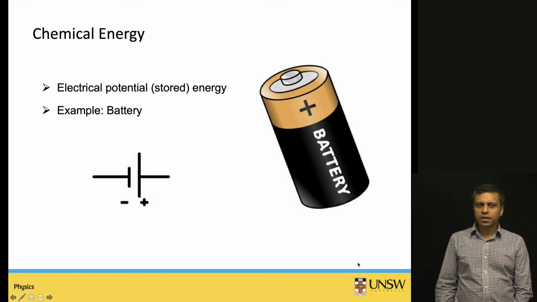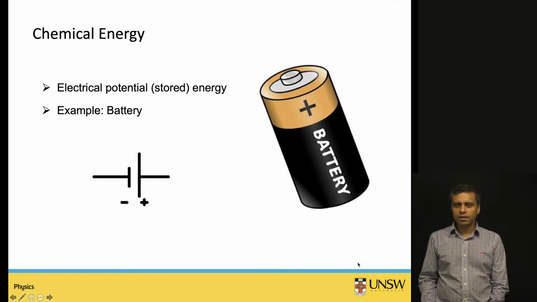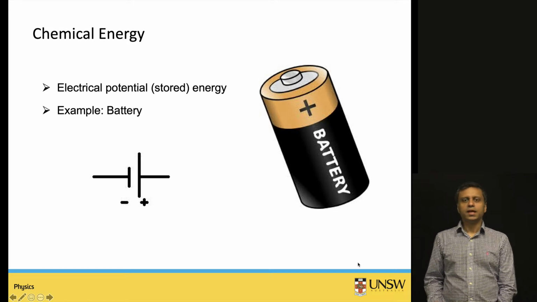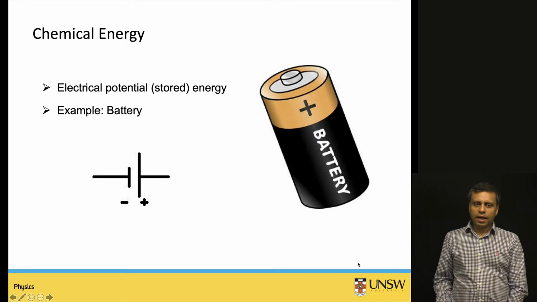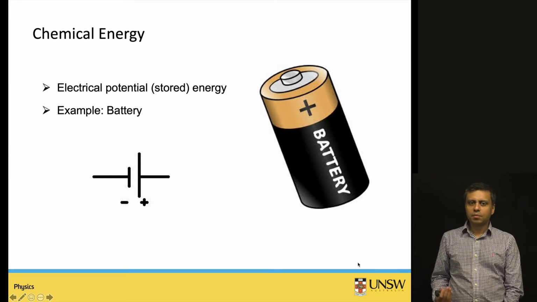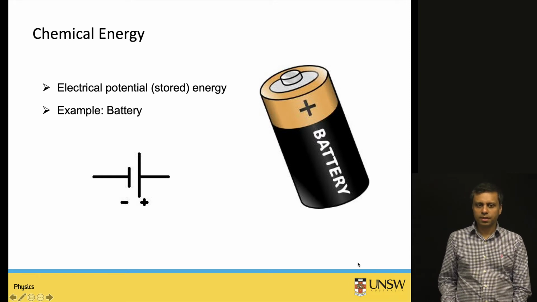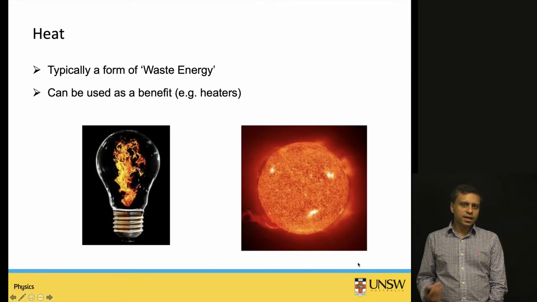Then another example is chemical energy, which is typically stored in a battery, for example, and when the battery is connected to an electrical circuit, it can drive a current through, and so it has some electrical potential energy that is stored there. A common form of energy is heat energy.